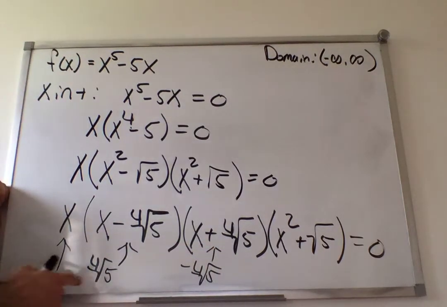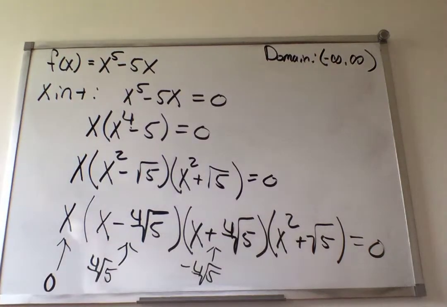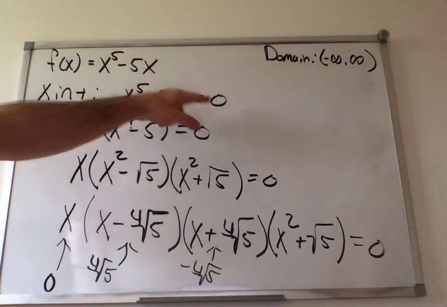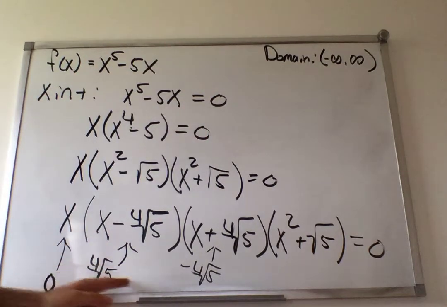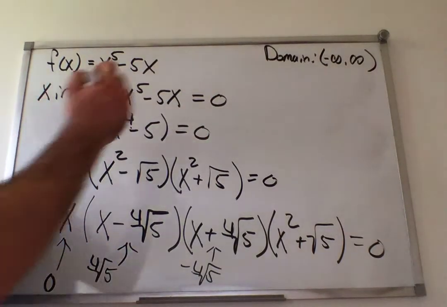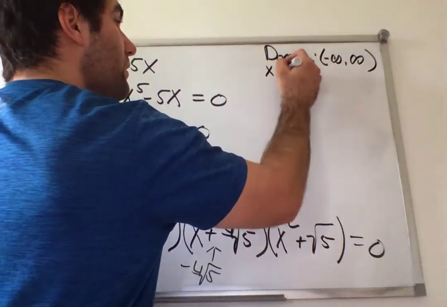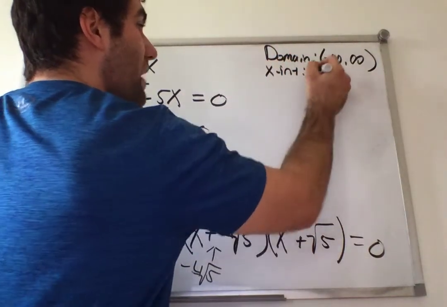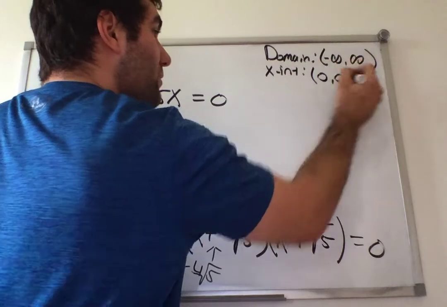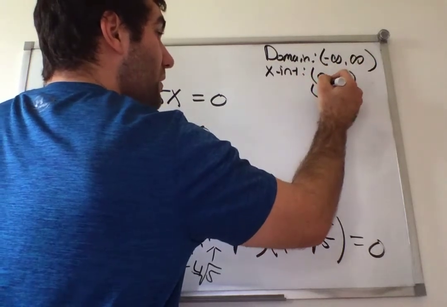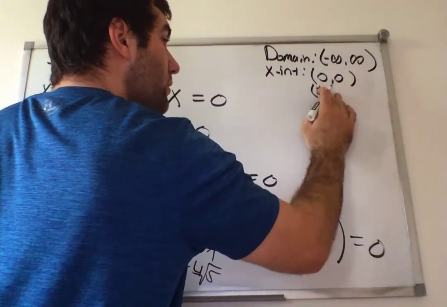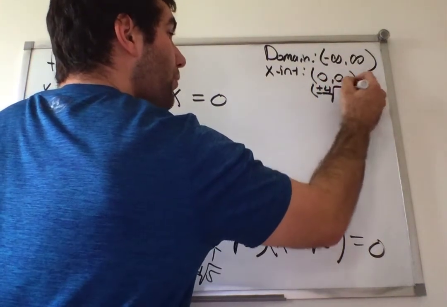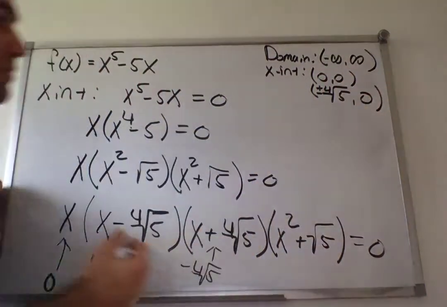Okay, so here are all the x-intercepts. To find the x-intercepts, you set your function equal to 0 and factor until you get these values. Okay, so we have x-intercepts at the point 0, 0 and plus or minus the fourth root of 5, 0.